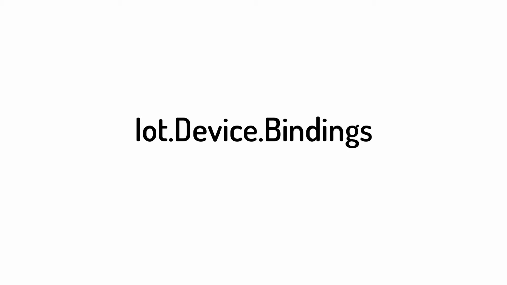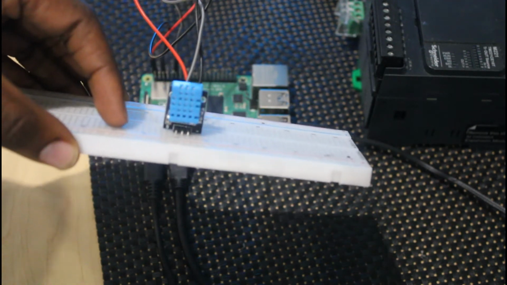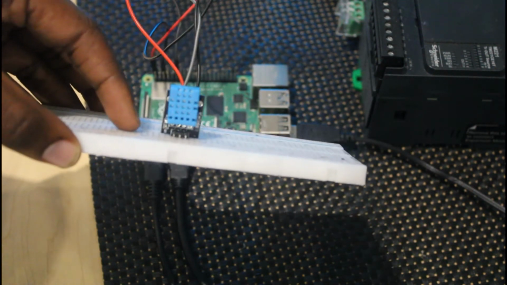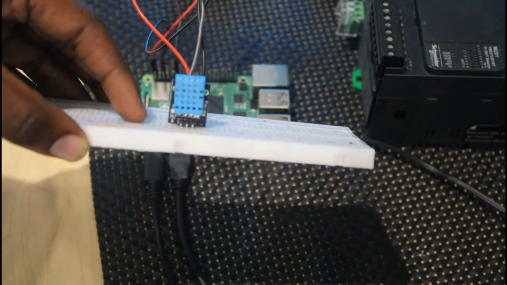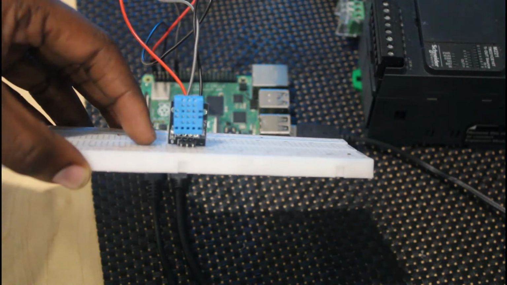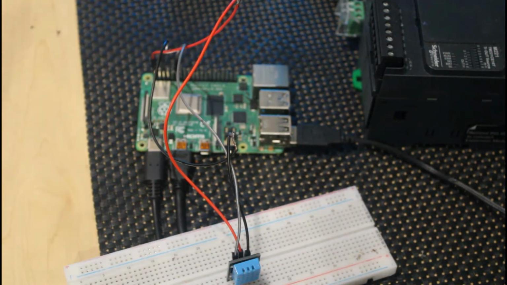Now, to read the sensor information, we're going to use a .NET Core IoT package called iot.device.bindings, which is an open source package that is compatible with a wide range of IoT sensor devices. I've got one such sensor here, the DHT11 temperature and humidity sensor connected to the Raspberry Pi 4B Plus. This one has three wires. Two of them are for power supply and the other one is for communication. I've got the communication line connected to GPIO pin number 18 of the Raspberry Pi. So what we're going to do is write a .NET Core IoT application to read the temperature and humidity sensor values from this DHT11 device.